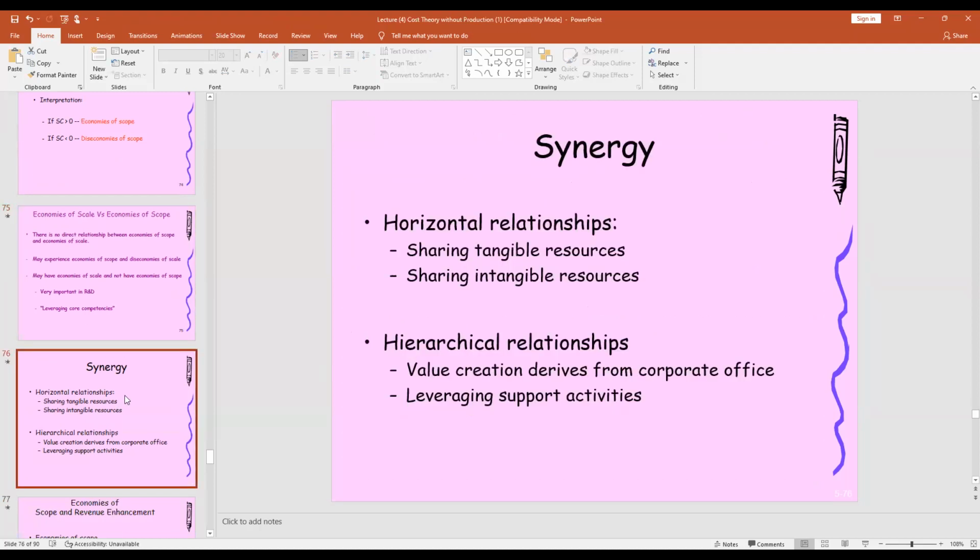Synergy can happen through horizontal relationships: sharing the tangible resources, sharing the intangible resources. That is what we call a horizontal relationship.